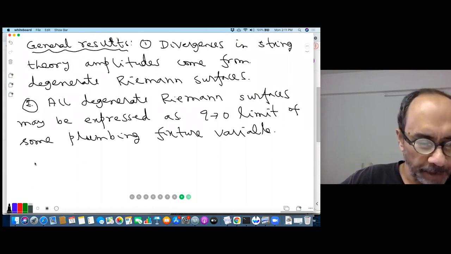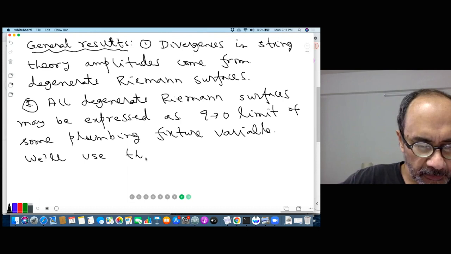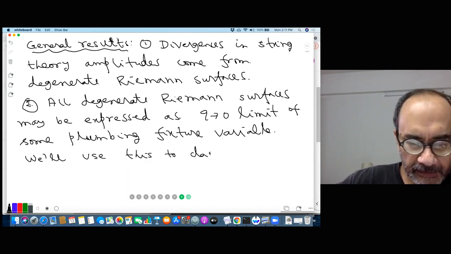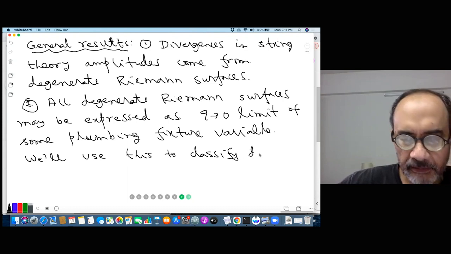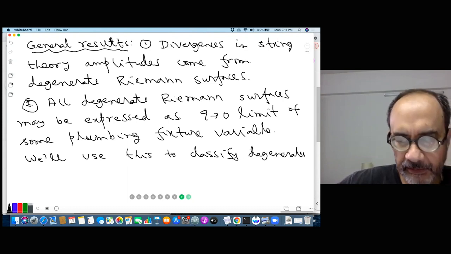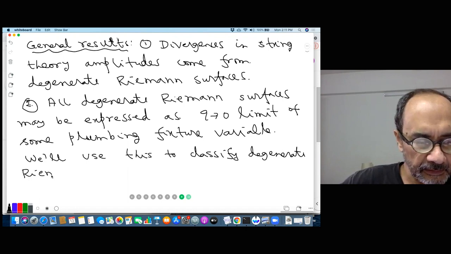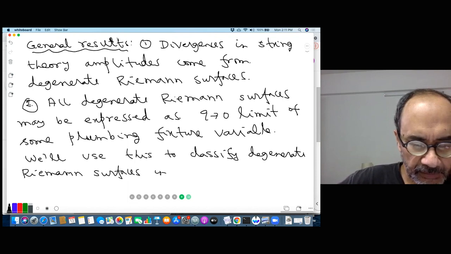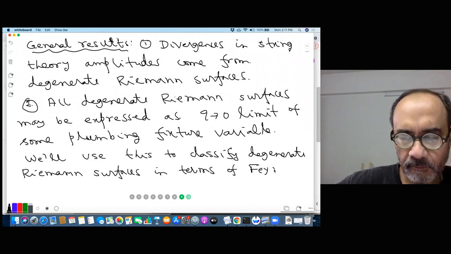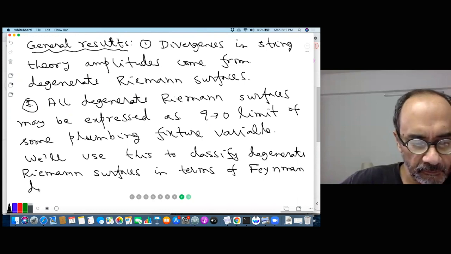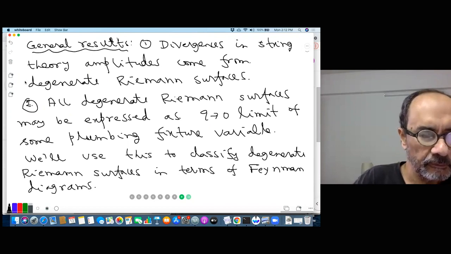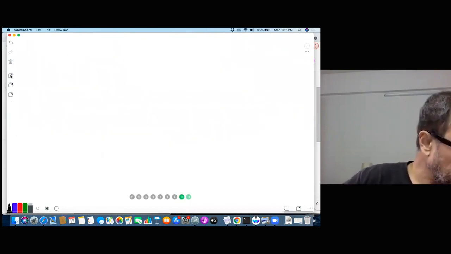So now what we are going to do is to use this to classify degenerate Riemann surfaces in terms of Feynman diagrams. Then we will see how it works.